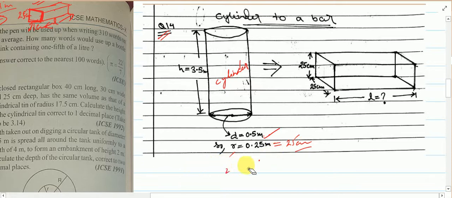Clear? Now why am I writing it in centimeter? Because for the bar they have given these values in centimeter. Now the height is 3.5 meter. If you want to convert this into centimeter, you multiply by 100, so you will get 350 centimeter. Clear? And for the bar, the cross section is a square, so that's why 25 centimeter. The length is not known to us.